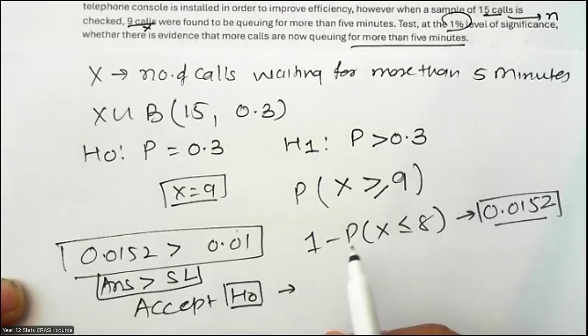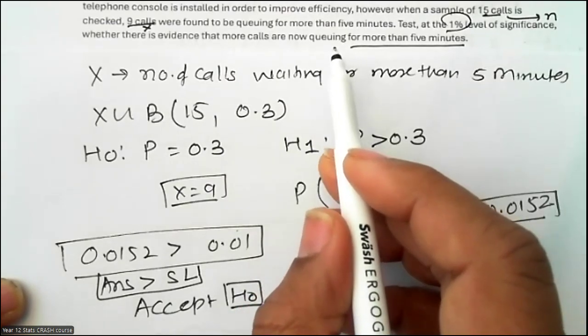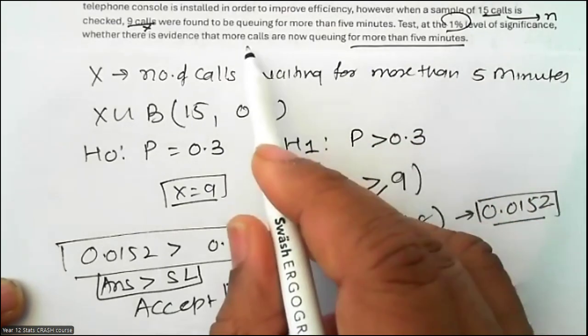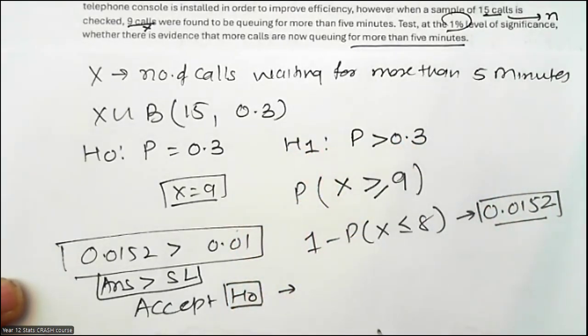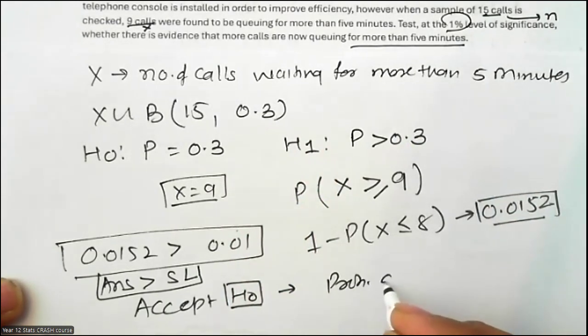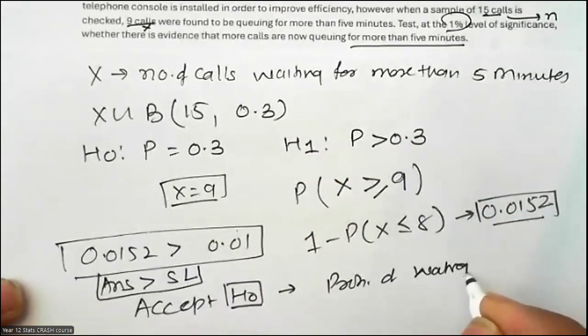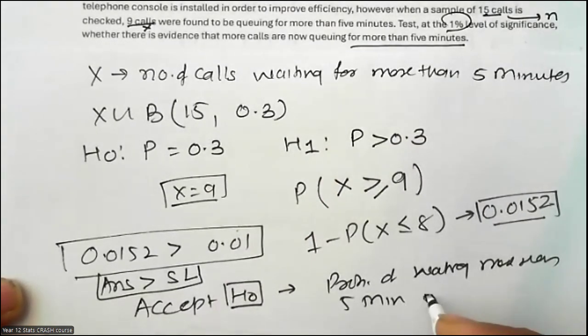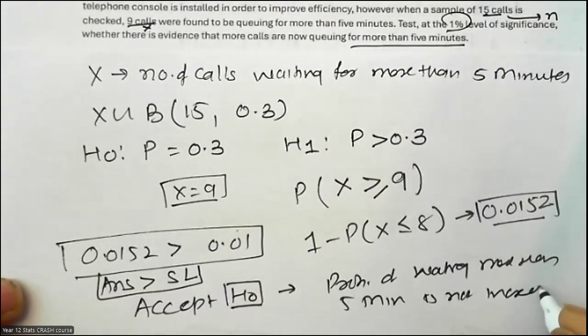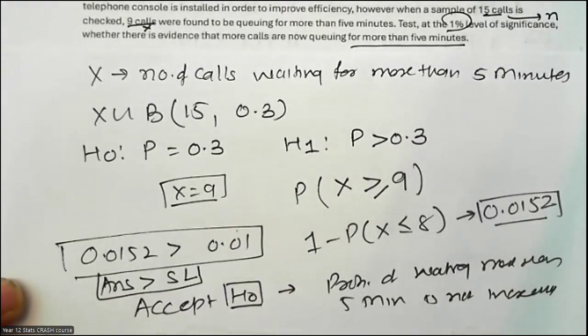So what does that mean? The probability of calls waiting for more than 5 minutes is not increased. Okay, so that's the second example of hypothesis testing, a one-tail test. We did one in the less than direction, we did one in the higher than direction. Okay, move on to the next one now.